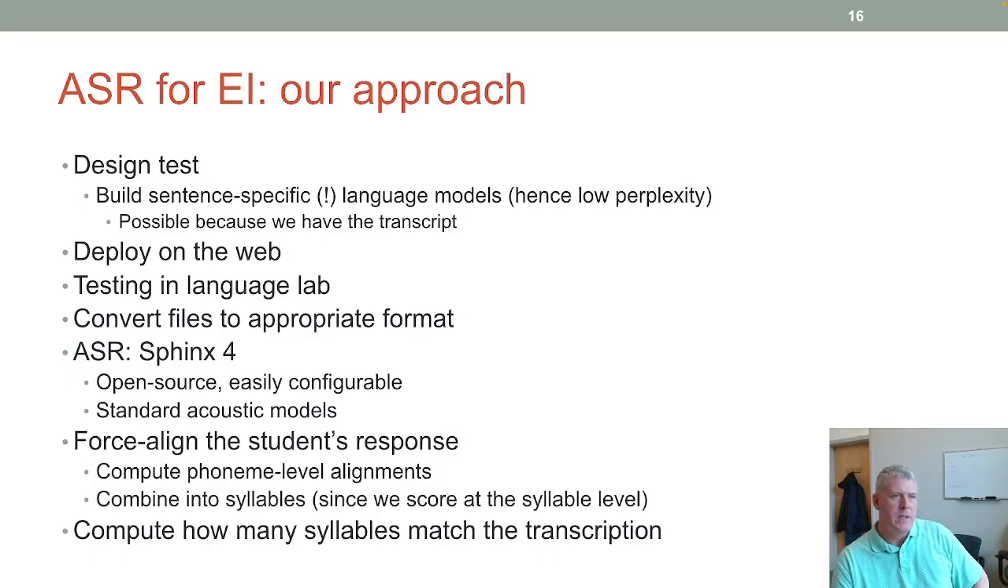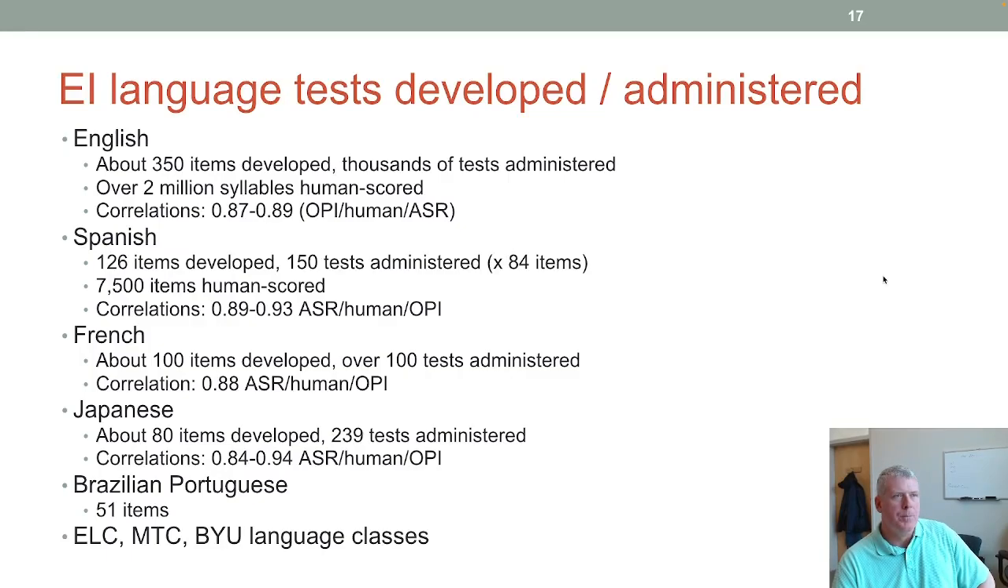So an elicited imitation task was created here at BYU. I wasn't involved with that creation, but it was created in order to deploy on the web, and they used the Sphinx 4 ASR model, which does force alignment as well. And you count how many syllables match the transcript is the idea there. They did several languages here, and it was used here in BYU language classes as well as at the MTC.